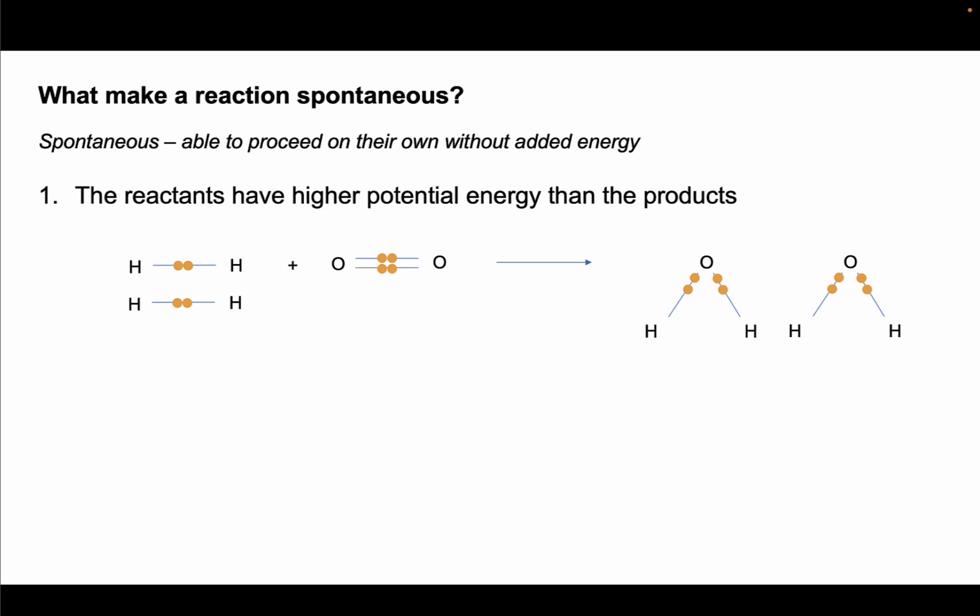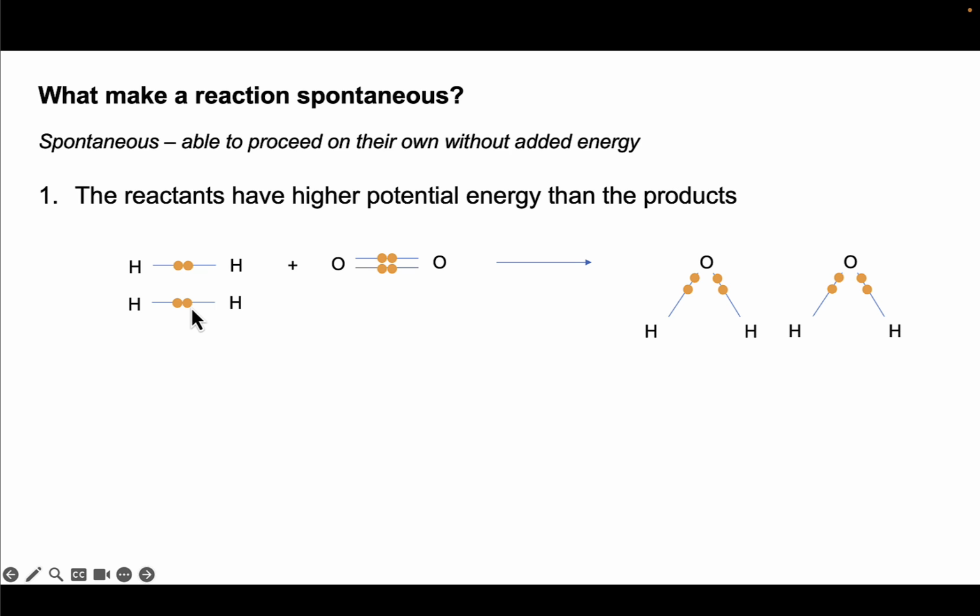Okay, so let's take a look at what that might look like. Here we have hydrogen gas, 2 molecules of hydrogen gas, and a molecule of oxygen gas. And this can be converted into 2 water molecules. Now, in this reaction, we have all of our molecules, the hydrogen gas and the oxygen gas.